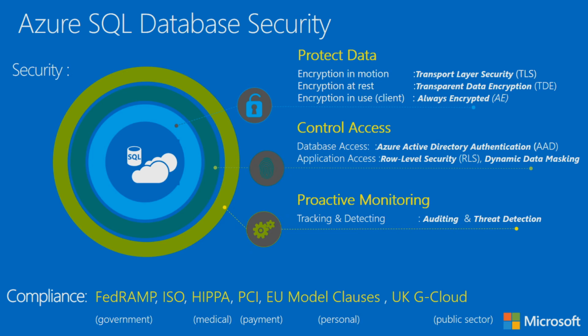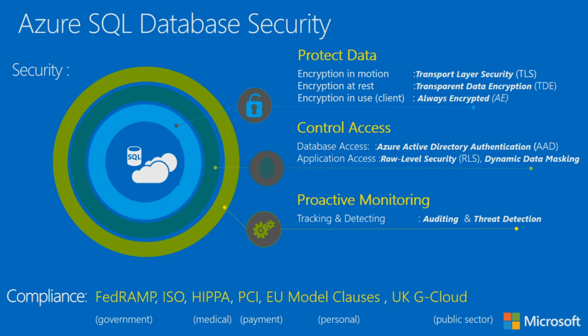Encryption is one set of features that we have, and that's like the vaults in your home that are protecting your most valuable assets. Then we have control access, so we have Azure Active Directory authentication, row-level security, and data masking. These are like a fence around your house, and also like an intercom system, where depending on the identity of the person trying to access the data, you may or may not let them in.